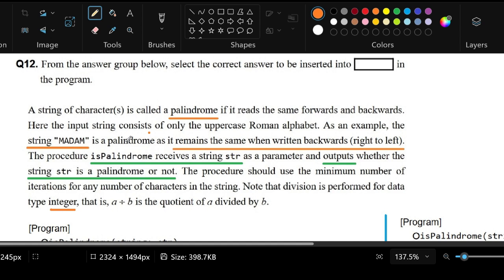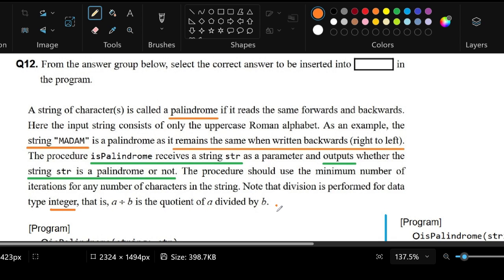As an example, the string Madame is a palindrome as it remains the same when written backwards, right to left. The procedure isPalindrome receives a string str as a parameter and outputs whether the string str is a palindrome or not. The procedure should use the minimum number of iterations for any number of characters in the string. Note that division is performed for data type integer, that is a divided by b is the quotient of a divided by b.